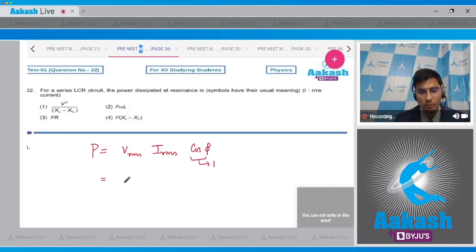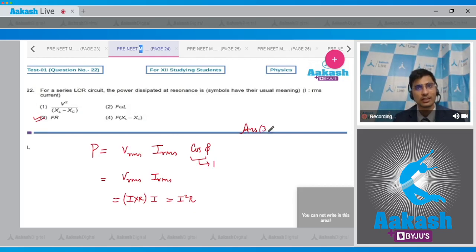So, this will be equal to VRMS into IRMS. And this will be equal to I into R, as the net impedance at resonance is equal to R, into I, as the RMS value of current is given to be equal to I, and this will be equal to I square R. And hence for this question, the correct answer turns out to be option number 3. Now let us move to the question number 23.